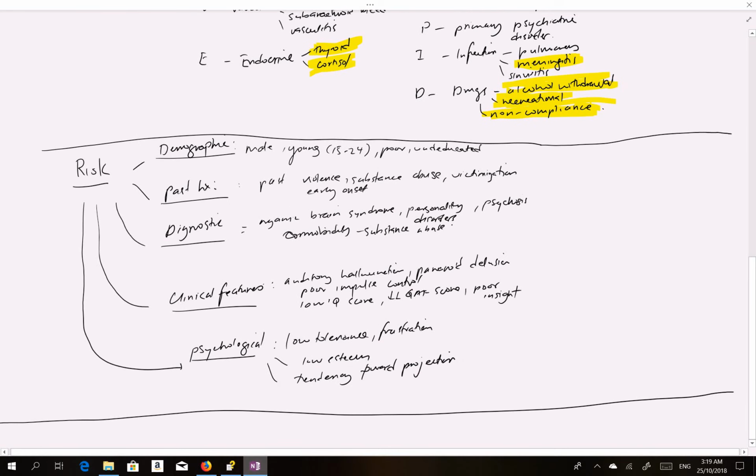Alright, so there it is. So risk. The way I find it easier to remember is just to know the factors that are important in risk assessment. So these are your demographics.